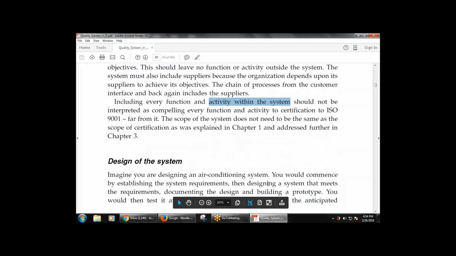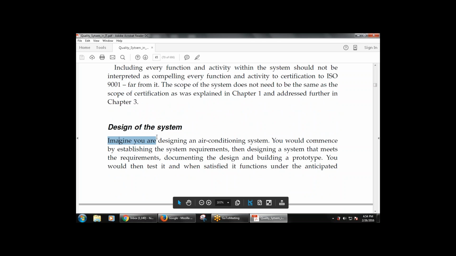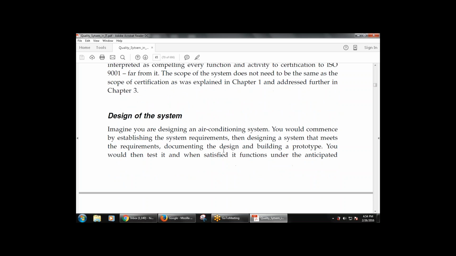The next is the design of the system. That is, how the system will be designed. So imagine you are designing an air conditioning system. This is just an example of the AC. You should begin by establishing system requirements. That means if I want to establish one system, my first requirement.